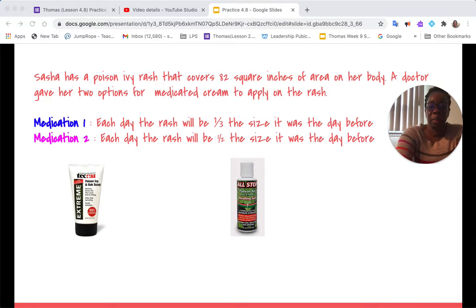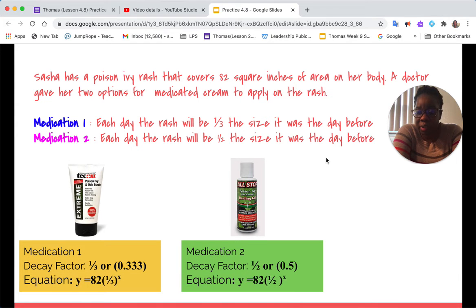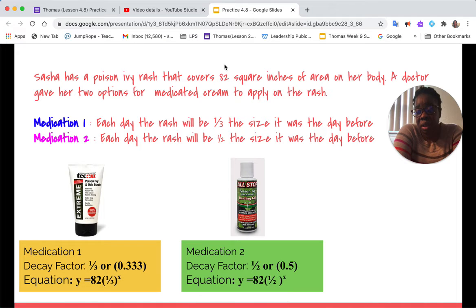So let's go. When we look at medication one, what we clearly see is the decay factor is 1/3, which we really can't write as a decimal per se. It's approximated here to 0.333 recurring. And the initial value is going to be 82 because that's the size of the rash when it started.